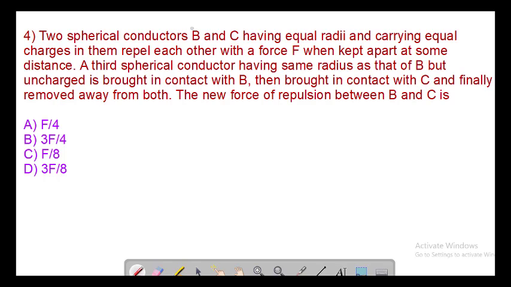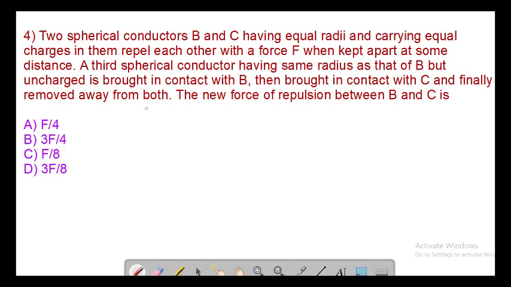Two spherical conductors B and C having equal radii and carrying equal charges repel each other with a force F when kept apart at some distance. A third spherical conductor having the same radius as B but uncharged is brought in contact with B, then brought in contact with C, and finally removed away from both. The new force of repulsion between B and C is.